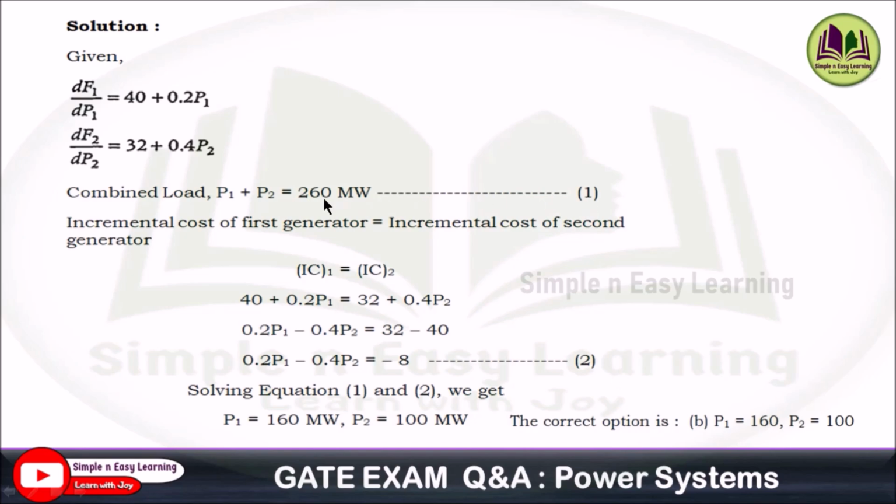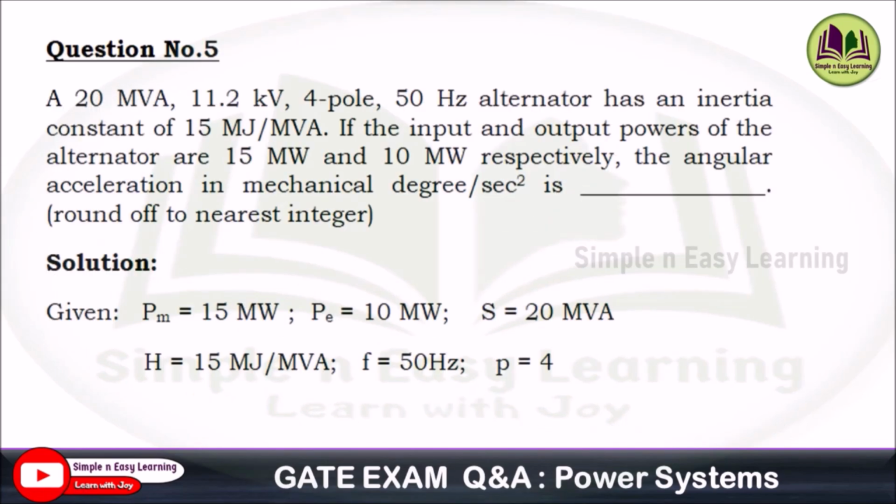The first equation is the combined load, P1 plus P2 equal to 260 megawatt. Simply solve these two equations in the calculator using equation mode, or solve them by hand, and find the answer, that is P1 equal to 160 megawatt and P2 equal to 100 megawatt. So the correct option is B, P1 equal to 160 and P2 equal to 100. Question number 5.